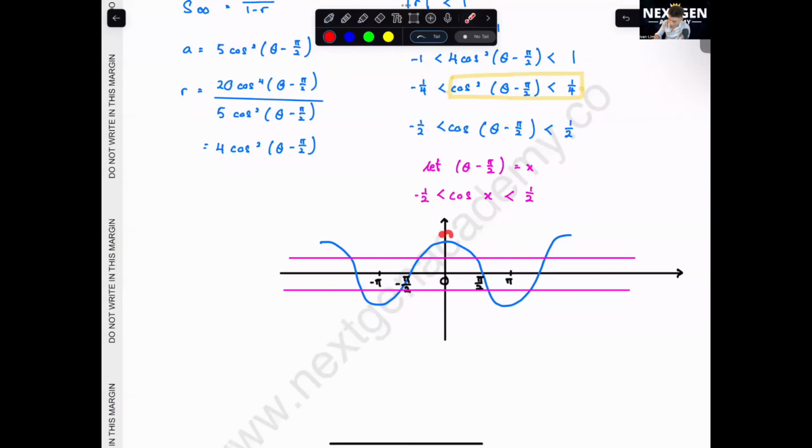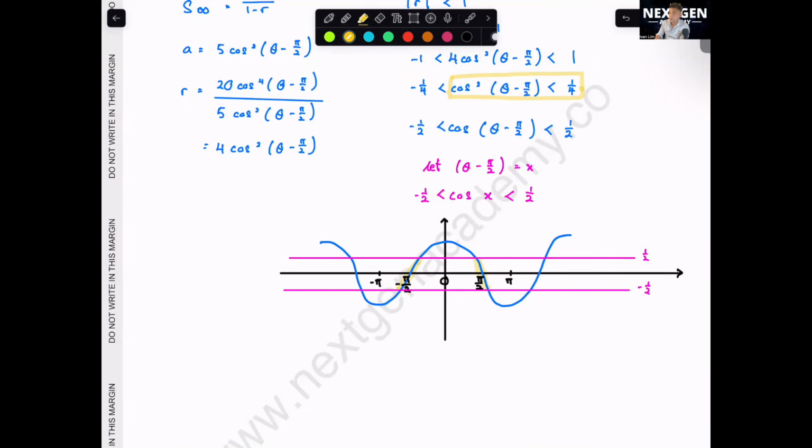Your highest and your lowest point is positive 1 and negative 1. So here is positive 1 over 2. This one is negative 1 over 2. So the angles that we want is from this part here. You see, I'm going to highlight this until this section.